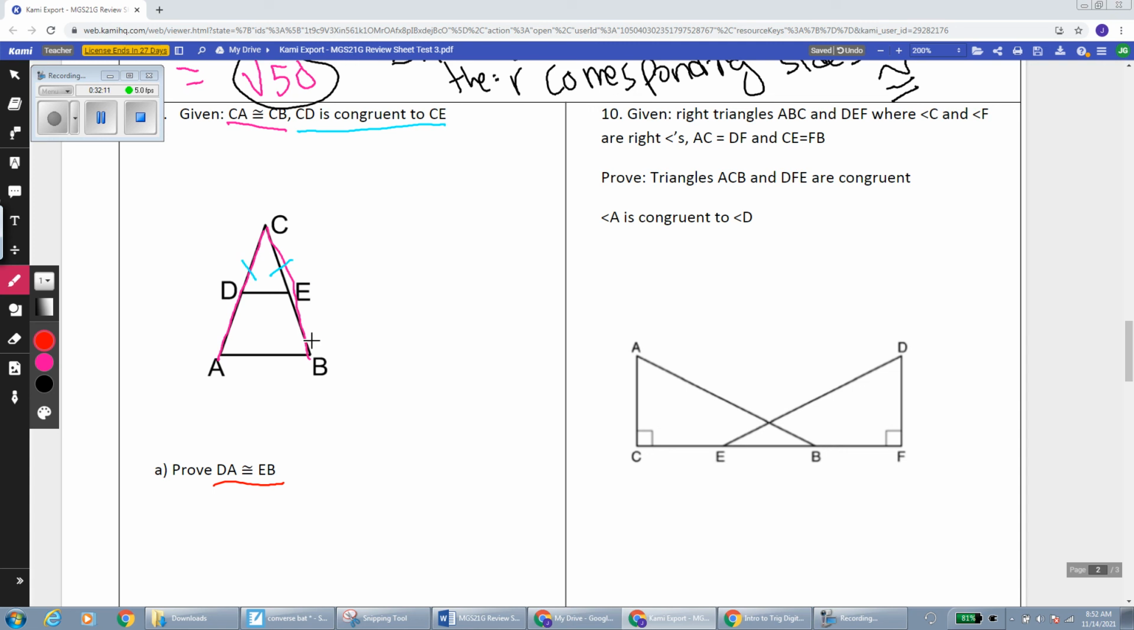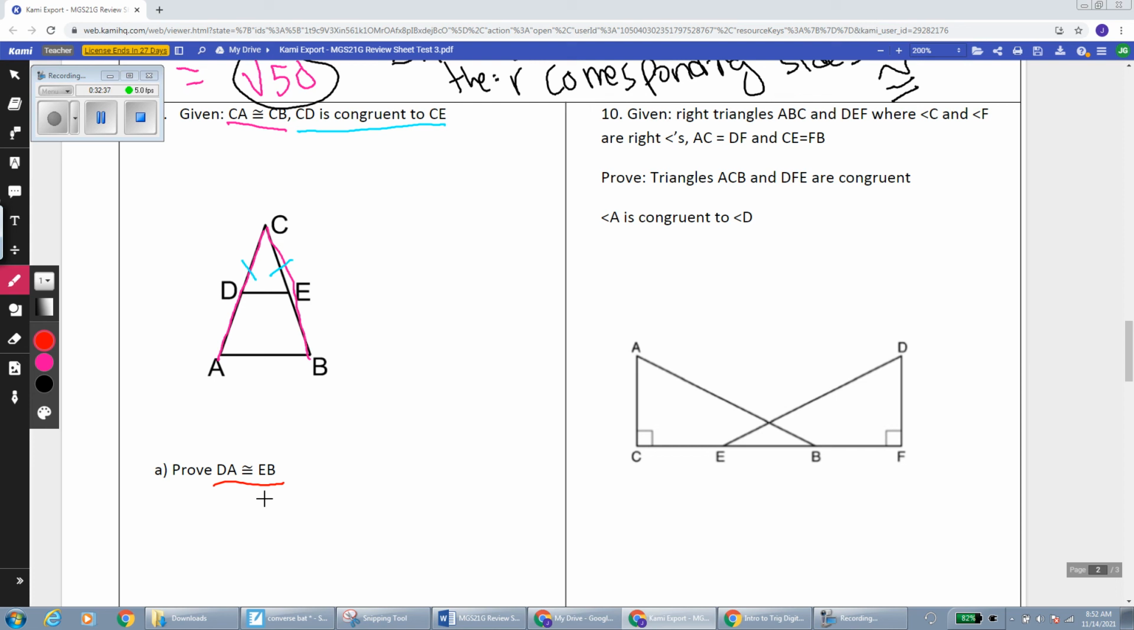So if we have information that is too big, we're going to want to take a part away so that we're left over with the information that we actually need. And that's the subtraction postulate, because we need to make the information that we have smaller to end up with the smaller segments that we need to prove are congruent to each other. So now we have our plan.